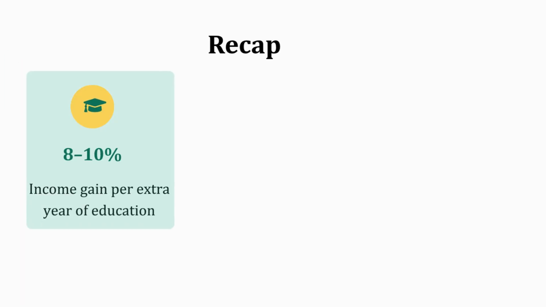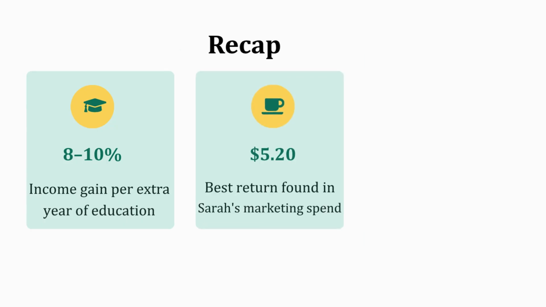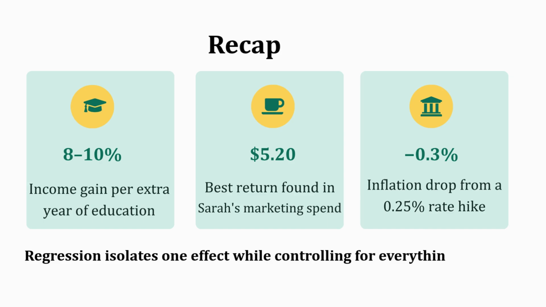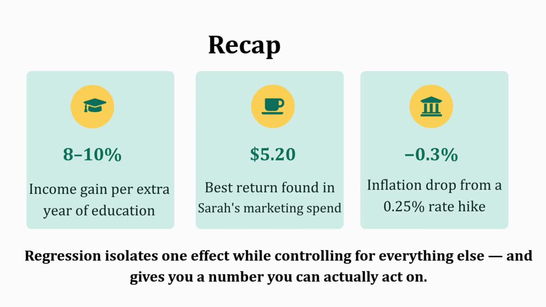Recap: 8 to 10% income gain per extra year of education, $5.20 best return in Sarah's marketing spend, minus 0.3% inflation drop from a 0.25% rate hike. Regression isolates one effect, controls for everything else, gives you a number you can act on.